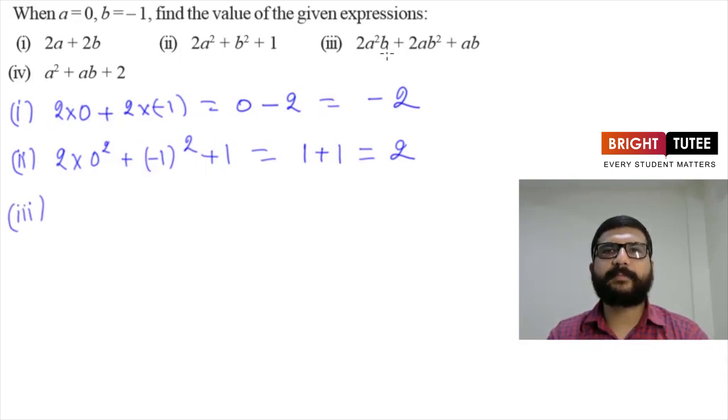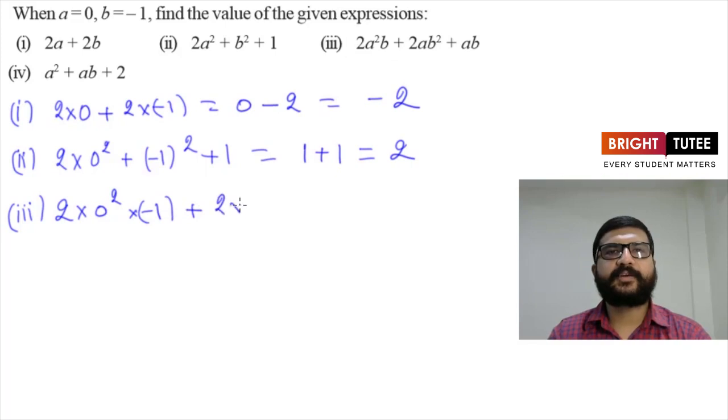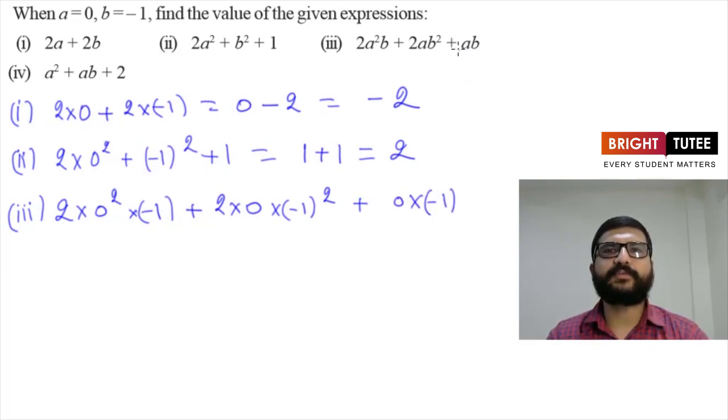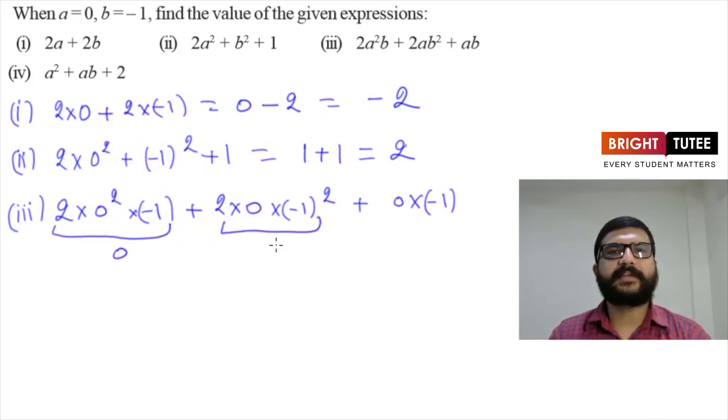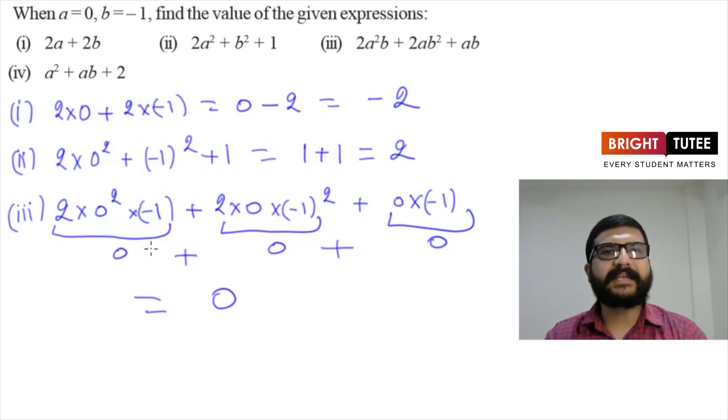Now the third expression, this is 2a square b plus 2ab square plus ab. So what we will do, we will put a equal to 0 here and b equal to minus 1. So this will be 2 into 0 square into minus 1 plus 2 into 0 into minus 1 square plus 0 into minus 1. So we have put a equal to 0 here and b equal to minus 1. So from this term we'll get 0, from here also we'll get 0, and from here also we'll get 0.